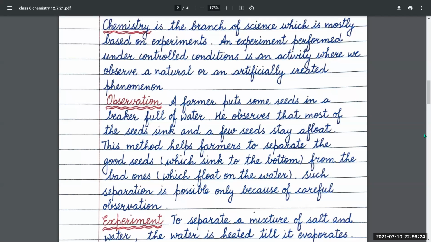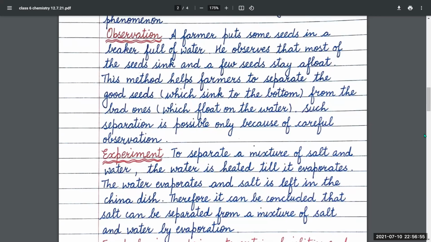Children, as you already know, chemistry is the branch of science which is mostly based on experiments. An experiment performed under controlled conditions is an activity where we observe a natural or an artificially created phenomenon. Now, let's see it with an example. A farmer puts some seeds in a beaker full of water. He observes that most of the seeds sink and a few seeds stay afloat. This method helps the farmer to separate the good seeds which sink to the bottom from the bad ones which float on the water. Such separation is possible only because of careful observation.